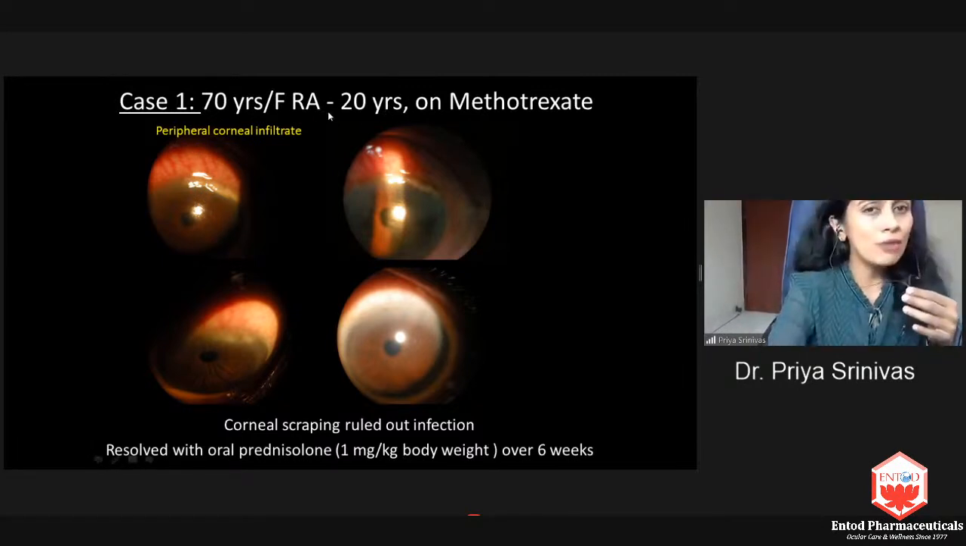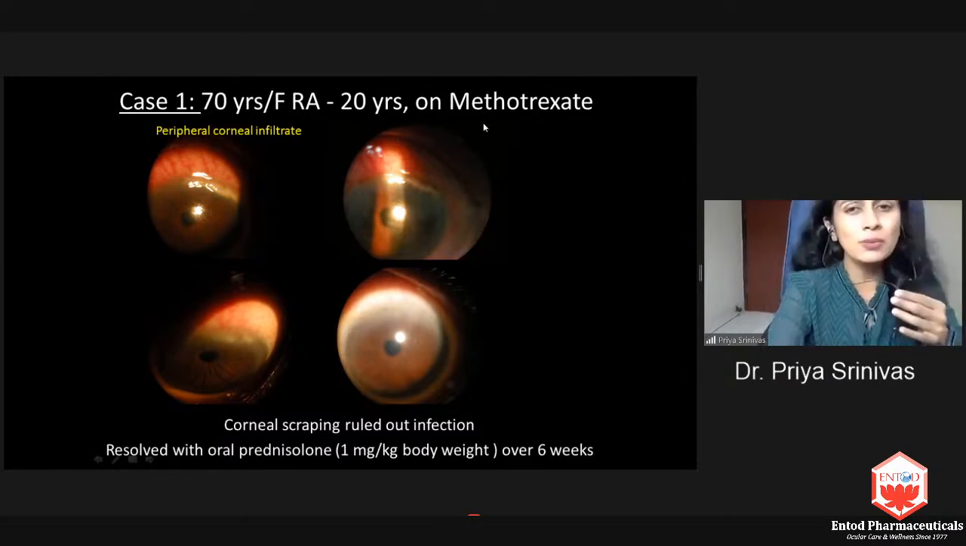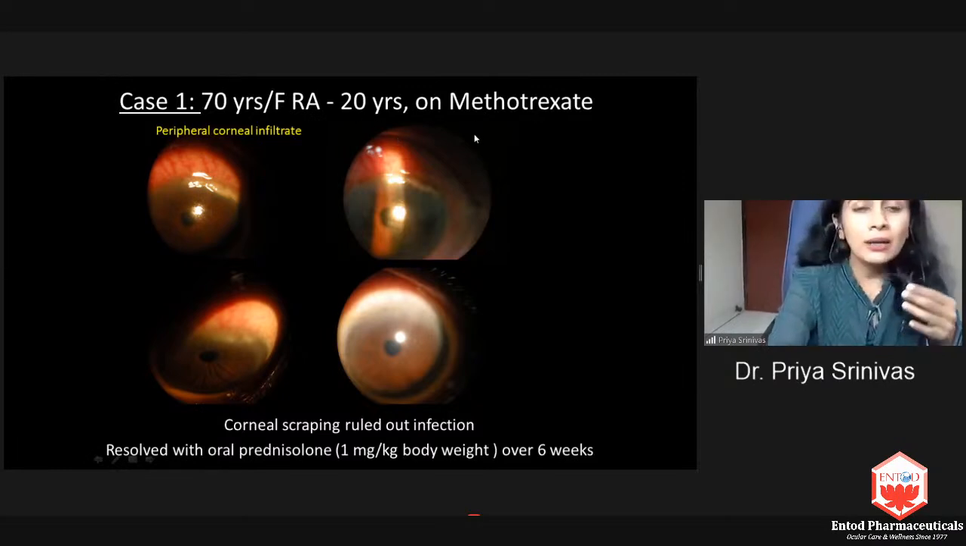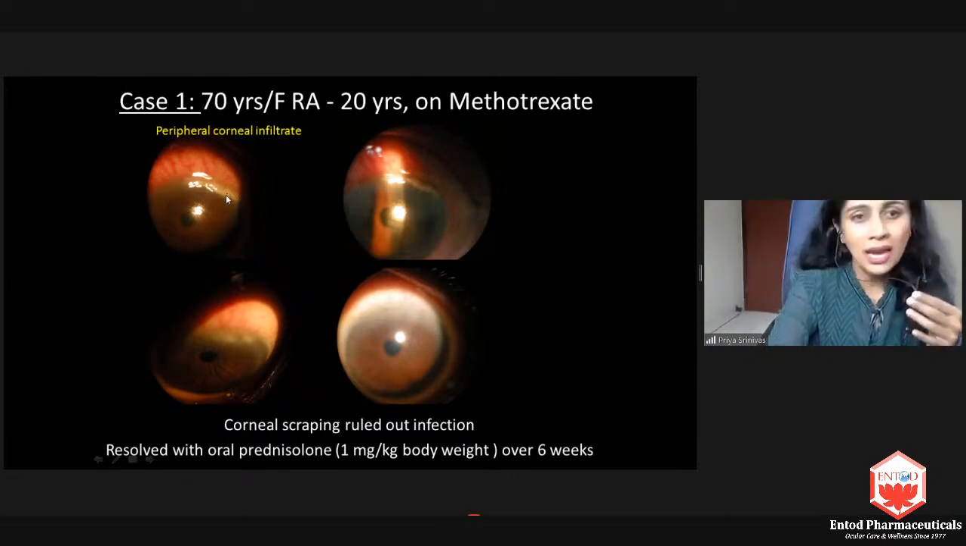Because she had a history of rheumatoid arthritis for the past 20 years and she was on methotrexate and some low dose steroid, I had an immune infiltrate because of rheumatoid arthritis as the very first diagnosis in my mind. But just to rule out an infection, I did a corneal scraping, which expectedly turned out to be negative. So I put her on topical fluorometholone eye drop. However, this didn't give much success in the next 3 days. Her symptoms came apace. So after discussing with her rheumatologist, I increased the dosage of oral prednisolone to 1 milligram per kg body weight, which was 60 milligram, and I decided to taper it over the next 6 weeks.